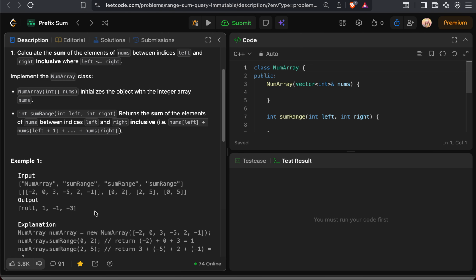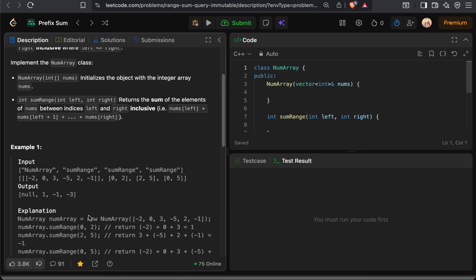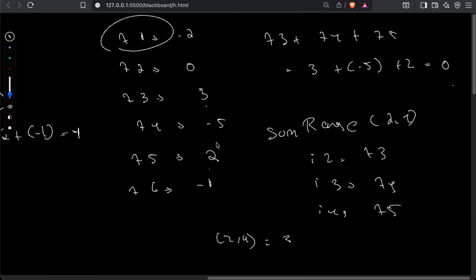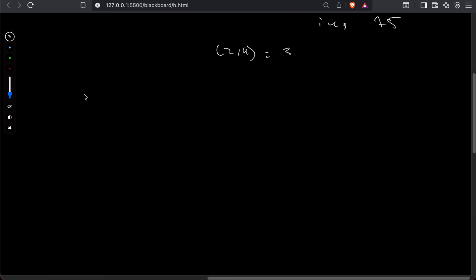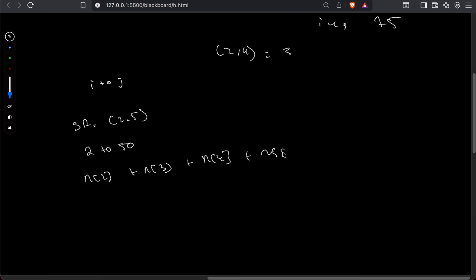First, always think of the simple solution first. For each query, just loop from i to j and add everything. If the sum range is 2, 5, loop from 2 to 5: nums of 2 plus nums of 3 plus nums of 4 plus nums of 5. So 3 plus -5 plus 2 plus -1, the sum of all this is -1. So simple.